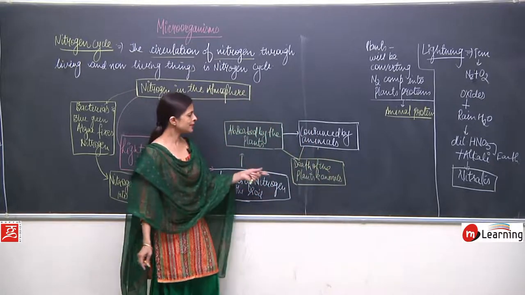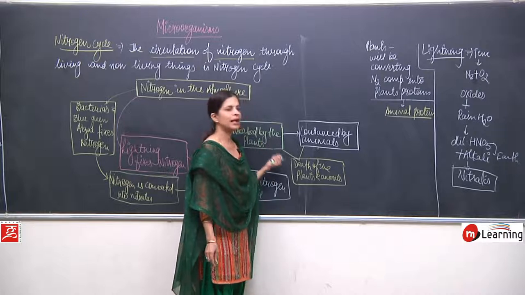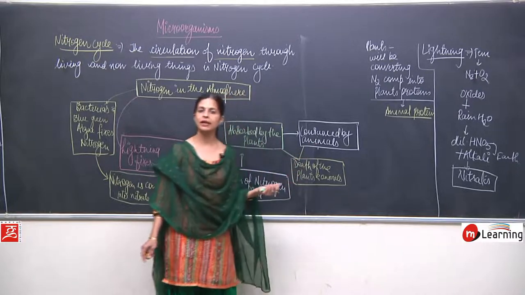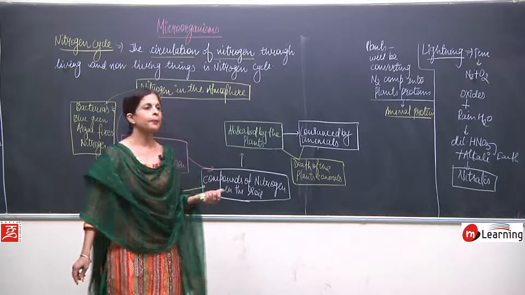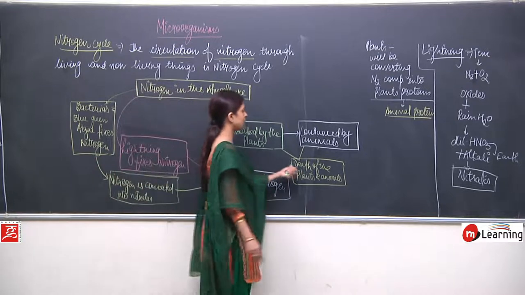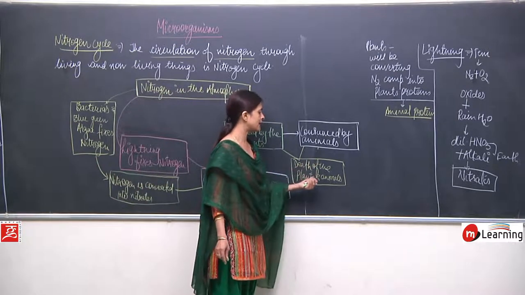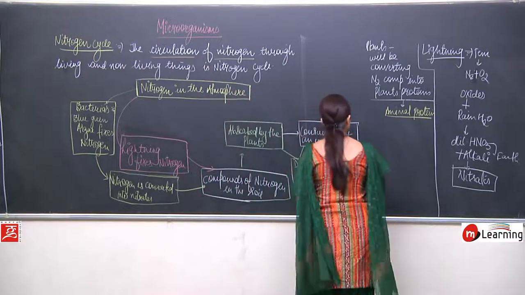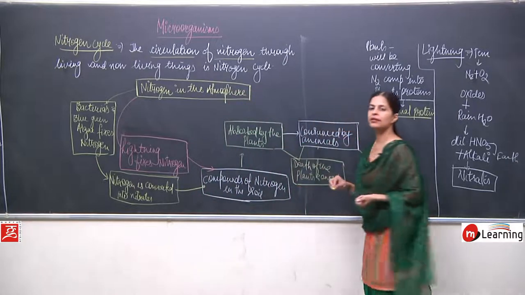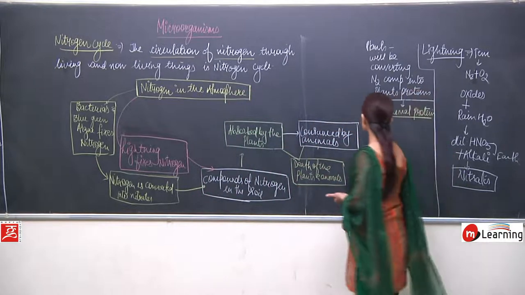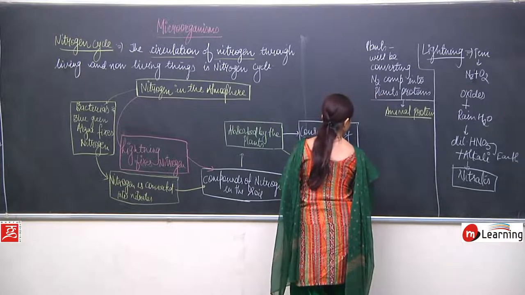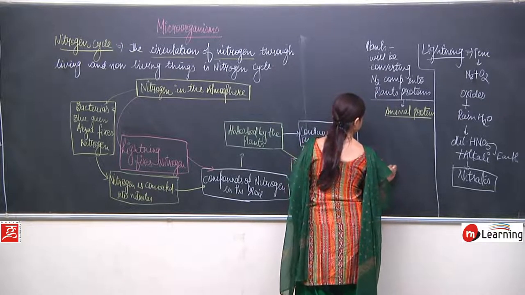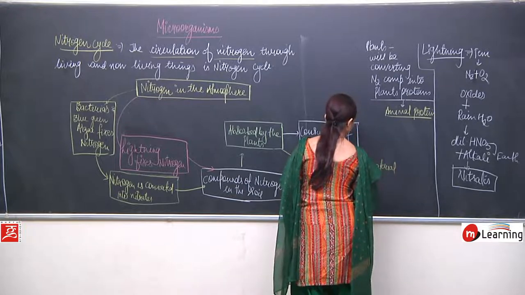I'll explain in just a second. What will happen? The plants will also die and the animals will also die. All the plants and all the animals have to die one day. So plants and animals die, that means death of the plants and animals. And even the animals excrete the excreta, the waste material of the animals.